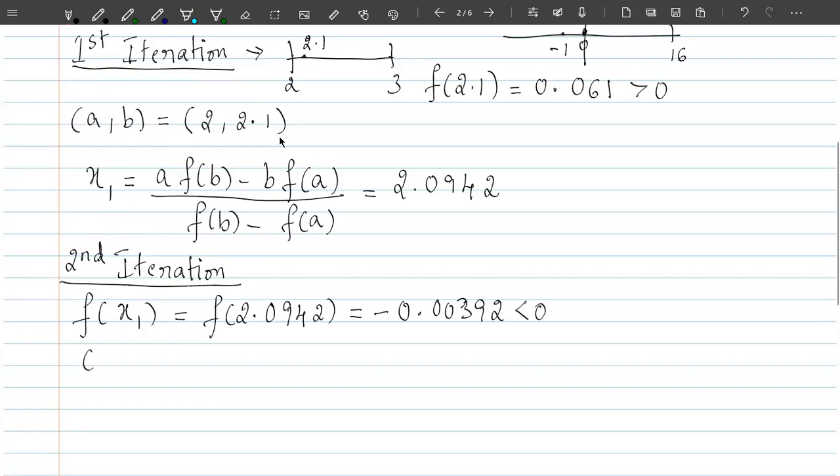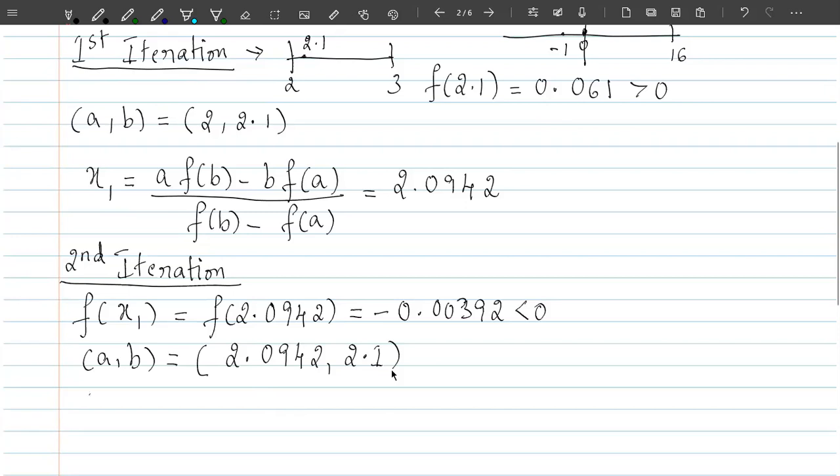So now let's see whether we can make an interval a comma b. So f of a and f of b should have opposite signs, and the difference between b minus a should be small enough. So you have 2.0942 here, and you have 2.1. So the next interval is 2.0942, 2.1. Because f of 2.0942 is negative and f of 2.1 is a positive value. So this is your next interval now.